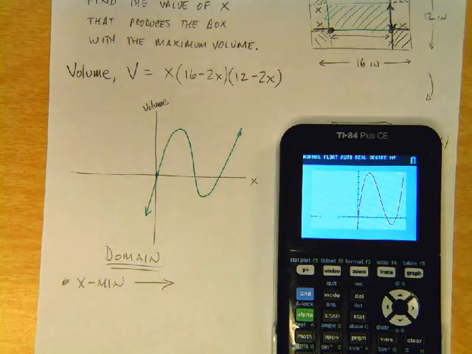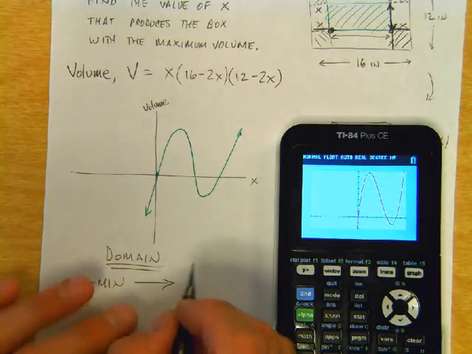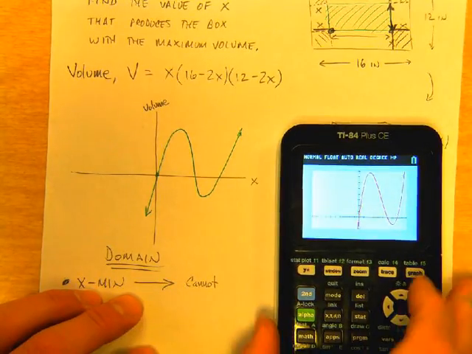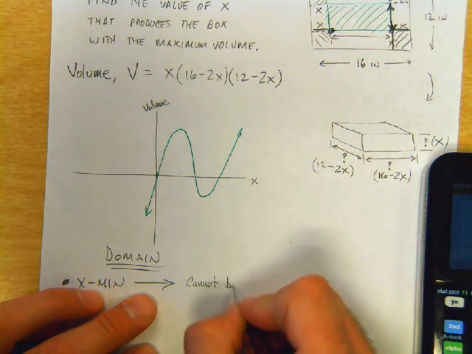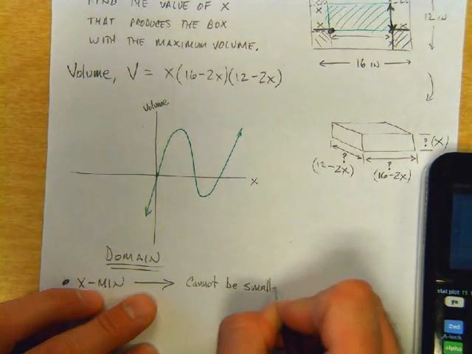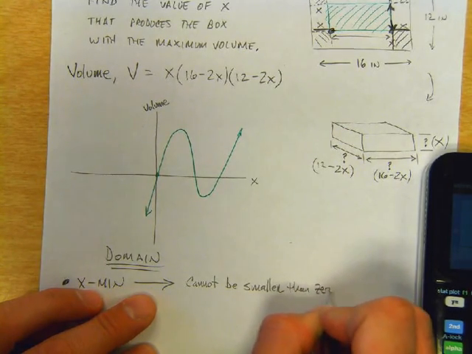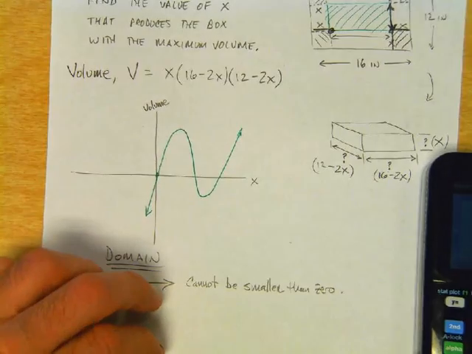Could you just leave the sheet like this and not cut out anything? You could, it would just be flat. So what would that x value be if you just left the sheet flat? 0. So x cannot be smaller than 0, but it could be bigger, and it could be equal to. Okay.